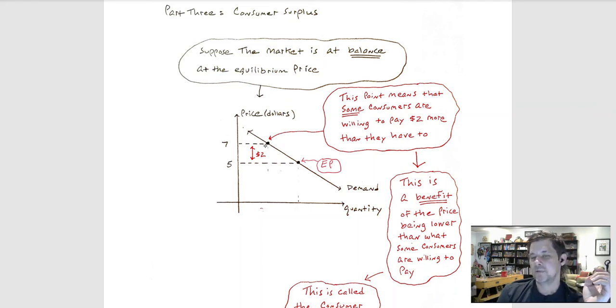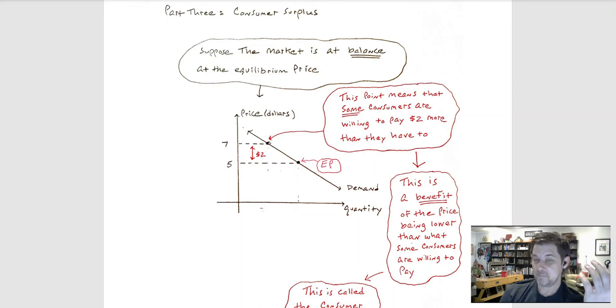There is this point on the demand curve, okay? And what does that mean? This point even existing. And I'm just taking this point at random just to illustrate that there are points over here and here's what happens. But this point in particular means that some consumers, at least some of them, are willing to pay $2 more than they actually have to.